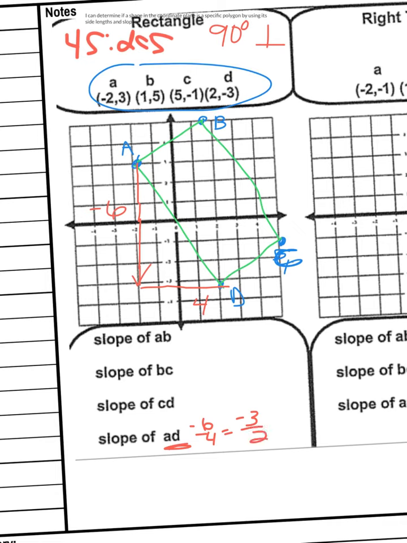Let me find the slope of the side opposite of that one. I'm going to go from B to C: 1, 2, 3, 4, 5, 6. I went down 6, and to the right 1, 2, 3, 4. So the slope of BC is also -3/2 if I simplify that. Now I'm going to find the slope of DC, which is right here. I go up 2 and to the right 3. So the slope of DC is 2/3. And the slope of AB is right here. Here's my line, so here's my slope, up 2 and over 3.